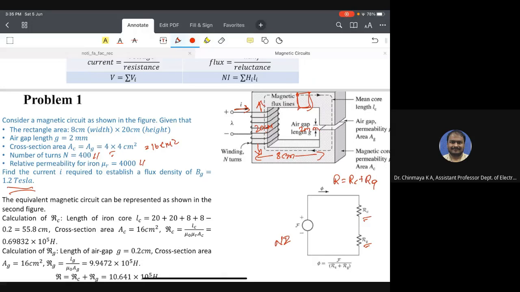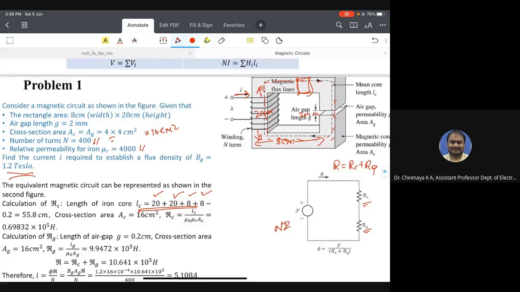What is the length of the magnetic path? We have to calculate the length of the magnetic path, that is, the whole circumference or whole length of this path. We know that the height is 20 centimeter, plus 20 centimeter, plus 8 width, minus the air gap, which is 0.2. So total magnetic length is 55.8 centimeter.